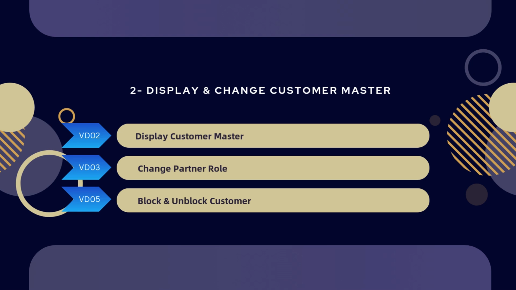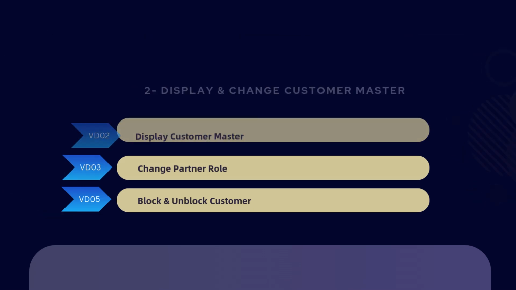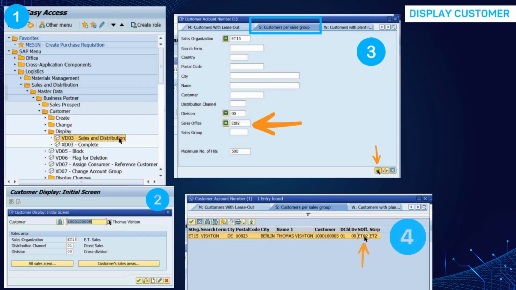VD05, block/unblock customer master. By the end of this video tutorial, you will be able to display a customer master, change partner roles, and block or unblock a customer. Displaying the customer master. To display a customer master, navigate to the master data menu, then to the customer's subfolder, and select Display. From there, call up transaction VD03.